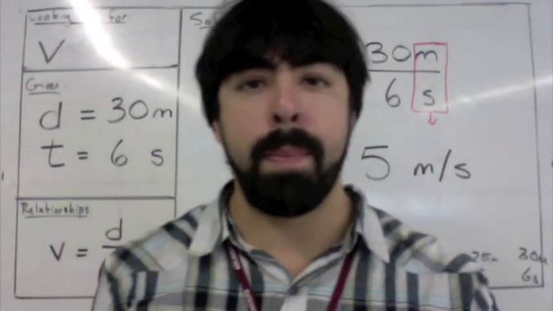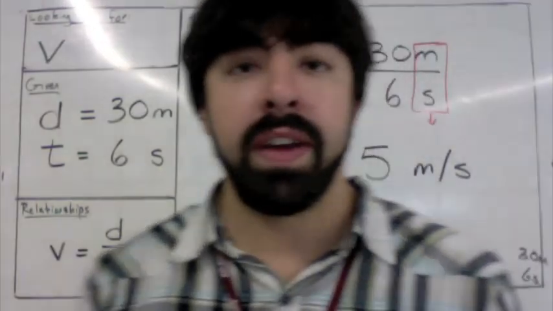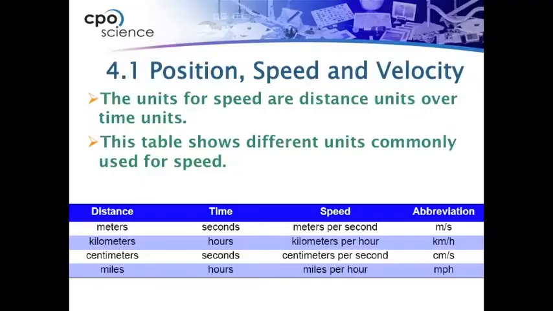So a little more about units of speed. Units of speed are distance units over time units. And I'd like you to copy down the table that you see right there. First one is the one we just did. When the distance is in meters and the time is in seconds, we say the speed is meters per second, and we abbreviate that m/s.